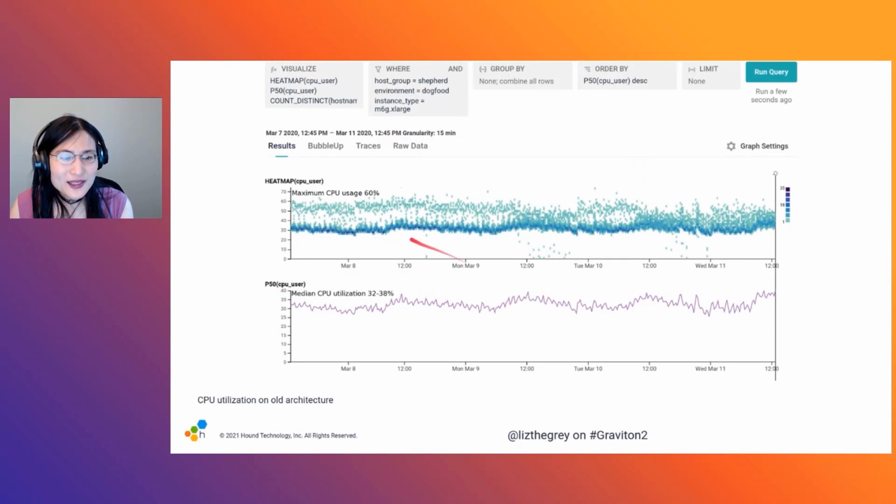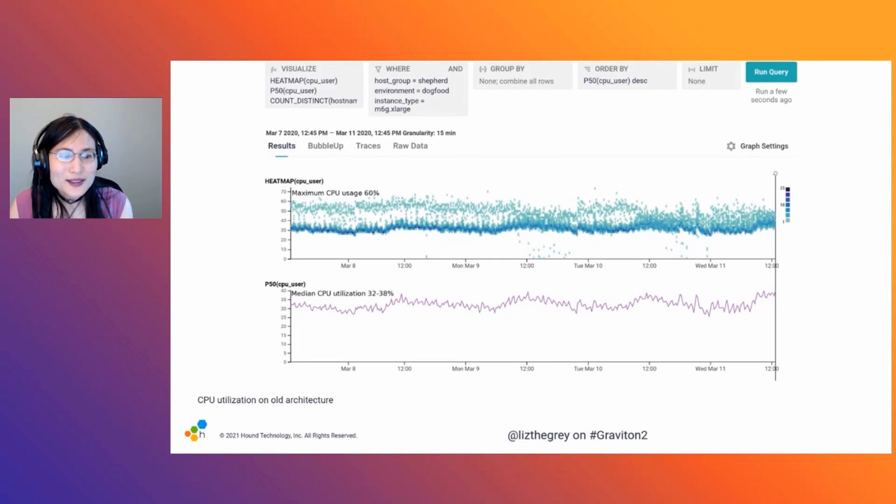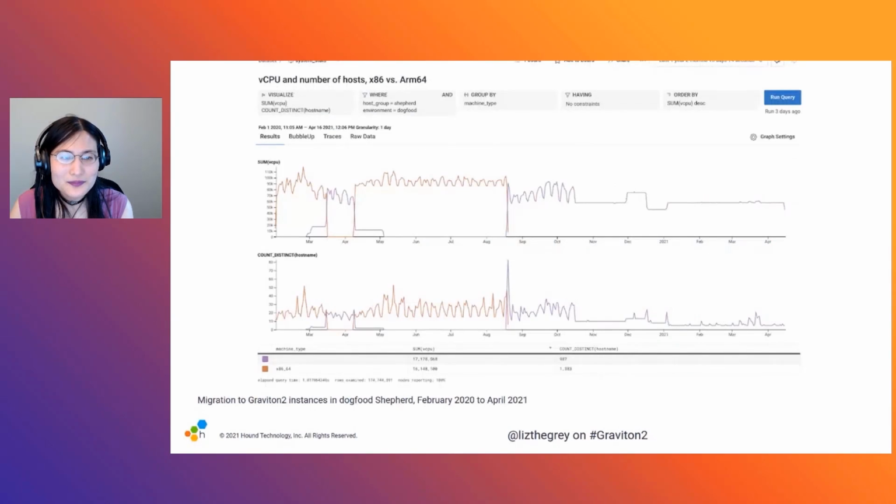So you could see here that the CPU was far from clipping, so we knew that we could hit it a lot harder, right? So the Graviton2 instances, we were able to really, really focus in, right? So the M6G instances were running at most 60%. The C5 instances were running at 85%, and they were running very, very painfully slow.